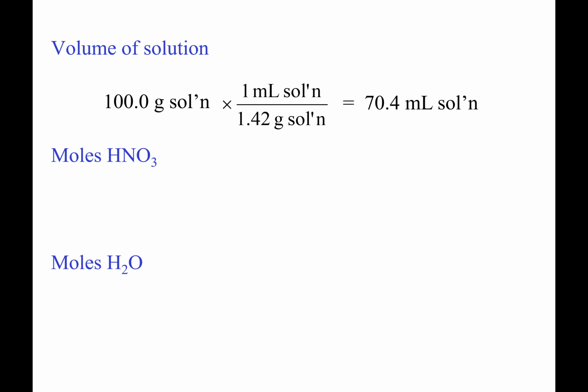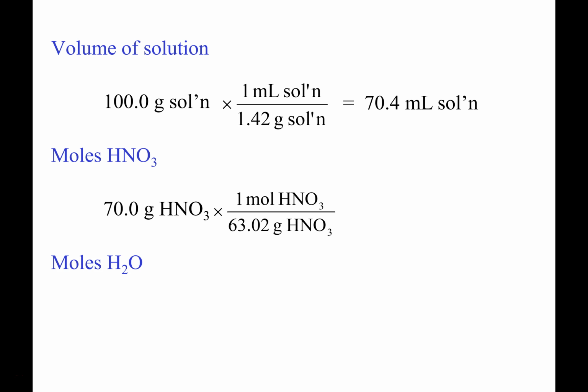So how do we get to the moles of HNO3? What's our first term? Going to be that 70.0 grams. And then we're going to use the molar mass, so it's the flipped version of the molar mass. So 1 mole over 63.02 grams. Looks like we're allowed 3 sig figs. So moles of HNO3 are 1.11 moles of HNO3.